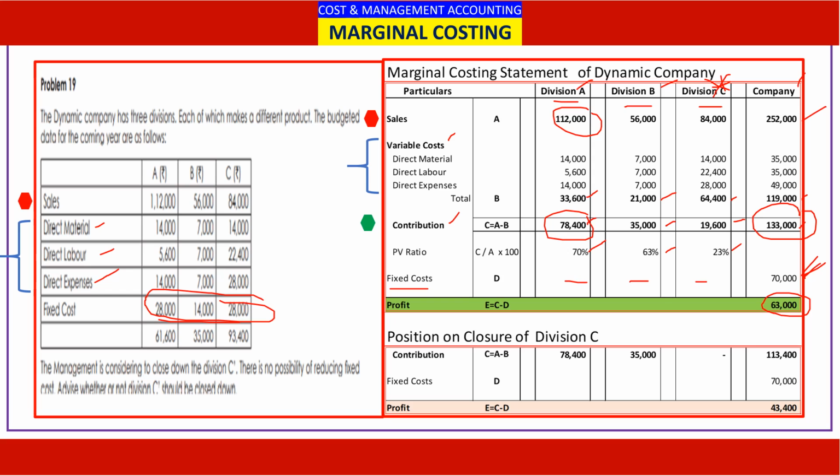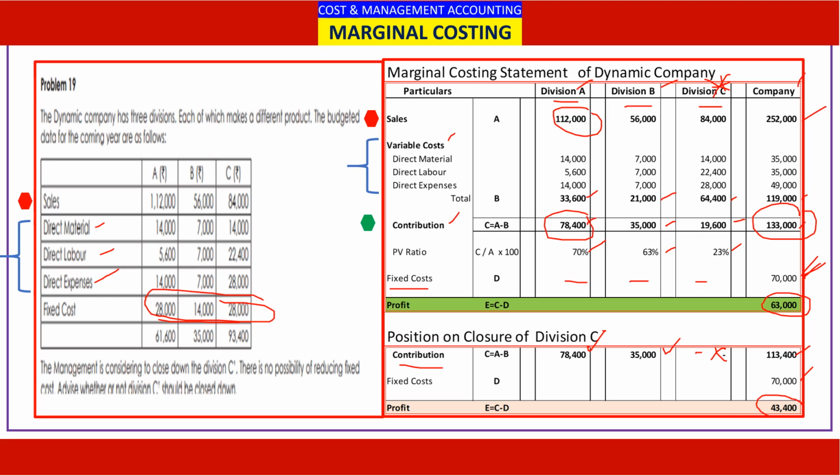If they close down division C, let us see what happens to contribution. Contribution, division A will remain 78,400. Division B will remain at 35,000. Since division C is being closed, contribution will be nil. What will be the total contribution earned by the company? 1,13,400. These two divisions. Fixed cost remains unchanged, 70,000.